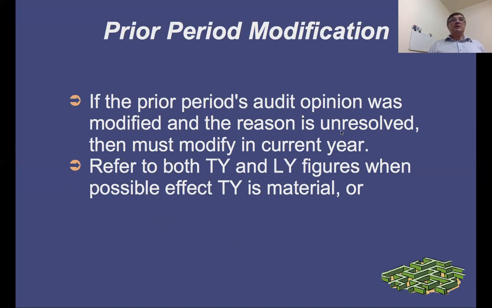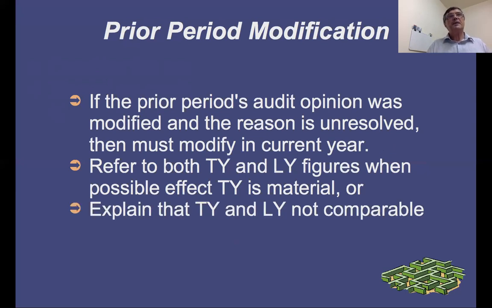So, when the possible effect this year is material, we have to refer to both this year's and last year's figures. So it might be, for example, non-depreciation of buildings where this would have a material effect, which would be rare, or maybe we've got a financial controller who's got a real bee in his or her bonnet about depreciation as a whole and refuses to depreciate anything. Then, yeah, we'd refer to both years' figures. Or we explain that this year and last year are not comparable, because last year was wrong and this year it's right, but okay, it's not comparable.